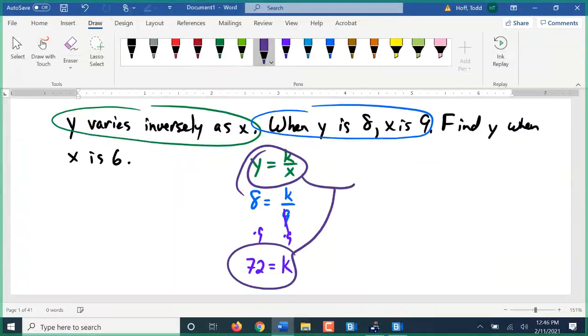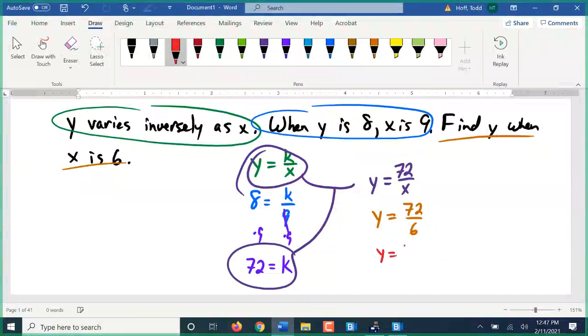And so to bring that back up to our original form of our relationship, y equals k over x becomes y equals 72 over x. And now we're asked to find y when x is 6. So we put 6 in there for x. 72 divided by 6, y is 12. So again, we can use that relationship and a known condition to expand it to other situations.